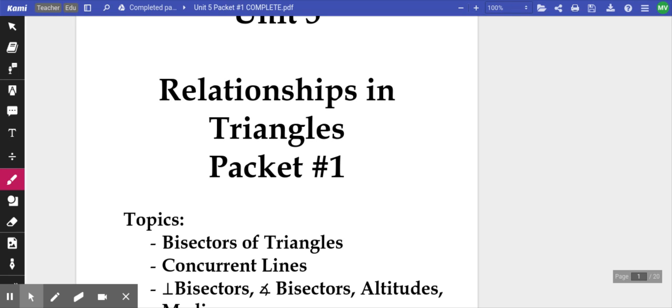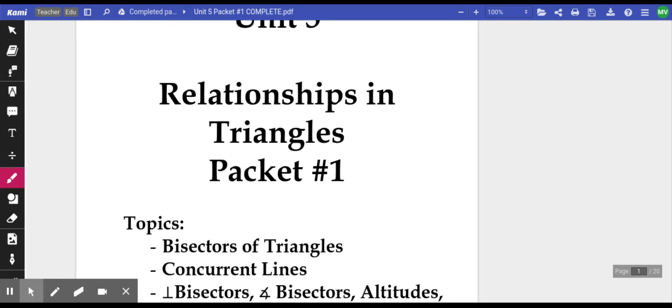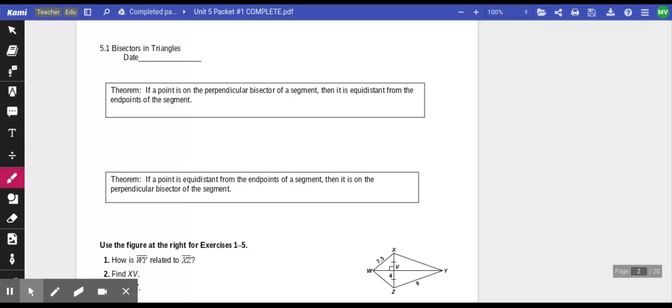Hello everyone. Today we are beginning Unit 5. So this is your new packet. So today we're going to talk about bisectors and triangles.